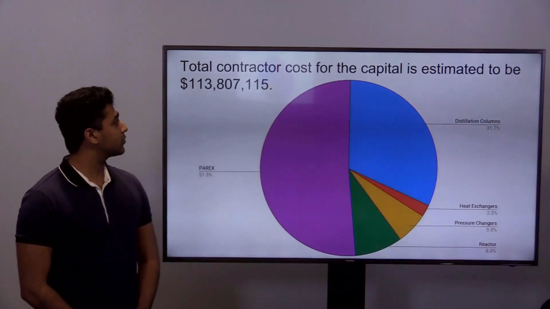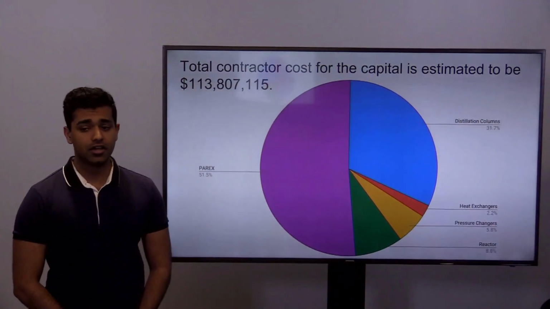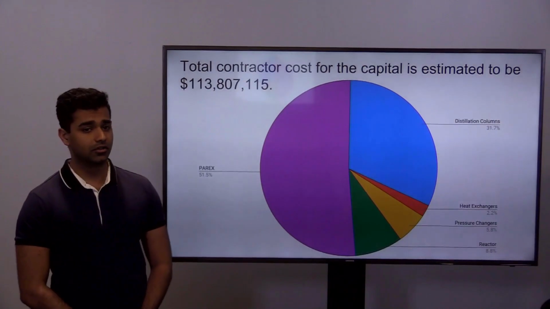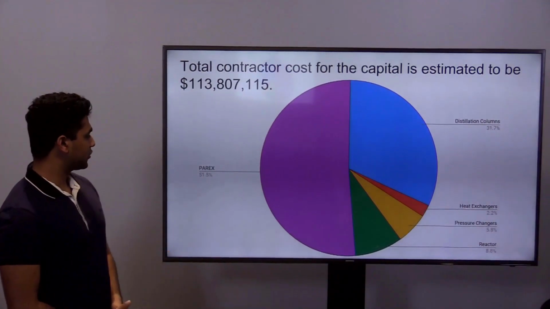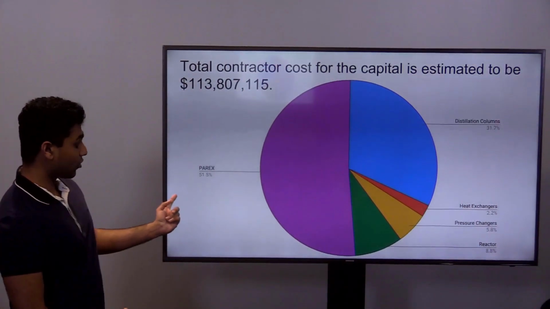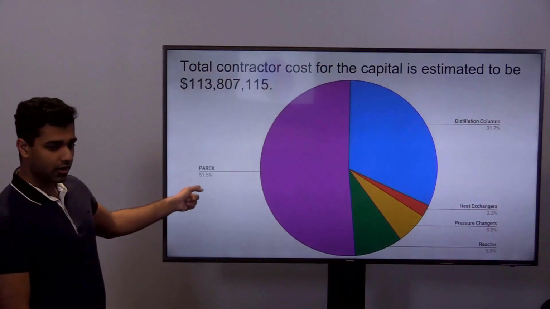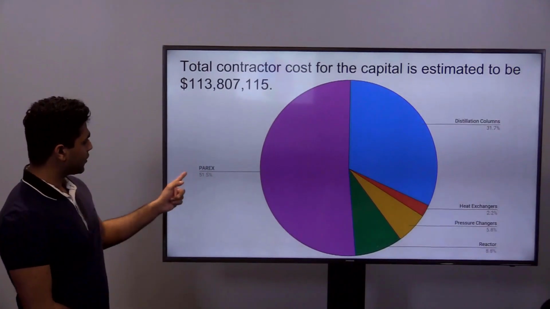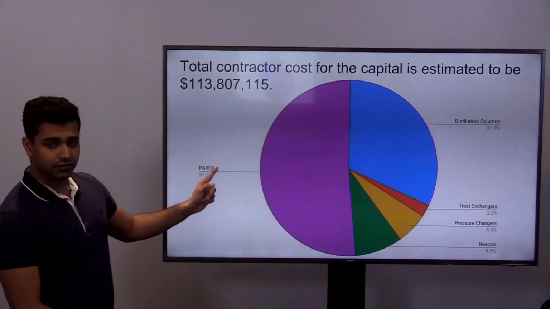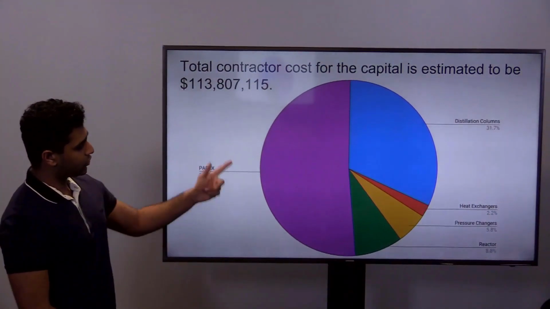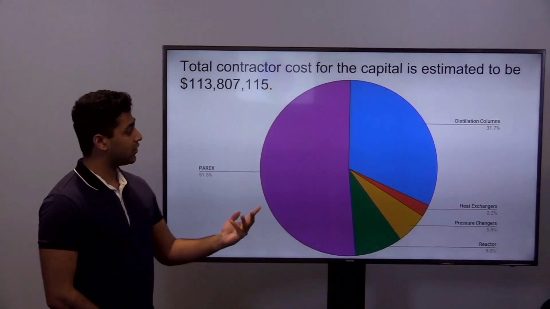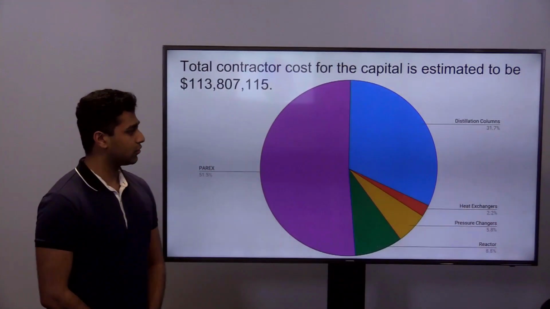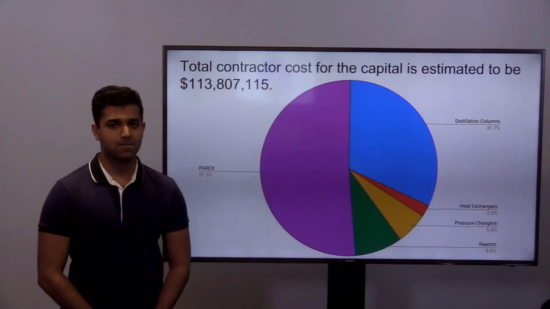The total contractor cost for the capital is estimated to be around $114 million. A large bulk of the cost comes from the purification processes from the Peres unit and distillation columns. There are 5 distillation columns, which is why it is 32% of the whole total capital cost.